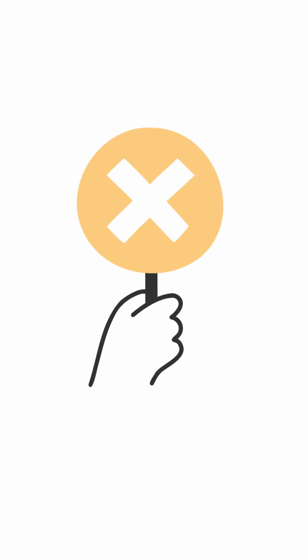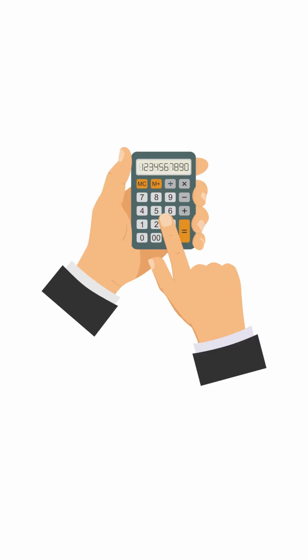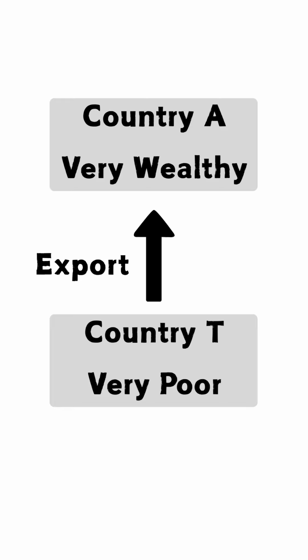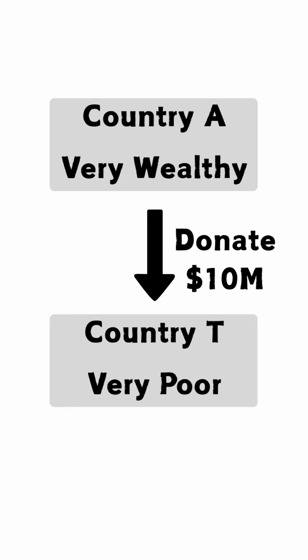Unfortunately, these critics are mistaken. In this example, they fail to calculate overall utility correctly. If overall utility were properly computed, we would find that Tom's donations could not possibly increase overall utility. Suppose there are two countries, country A and country T. Country A is very wealthy, while country T is extremely poor. Country T primarily exports its products to country A. To assist the poor in country T, country A donates a total of $10 million to country T.